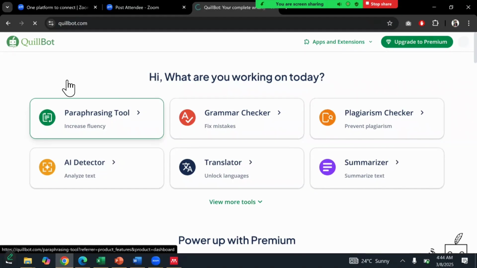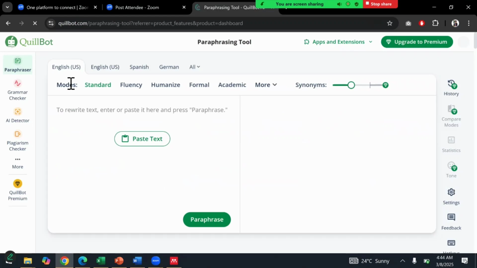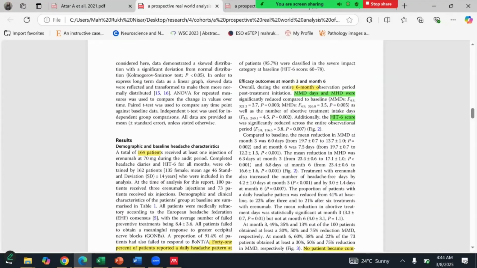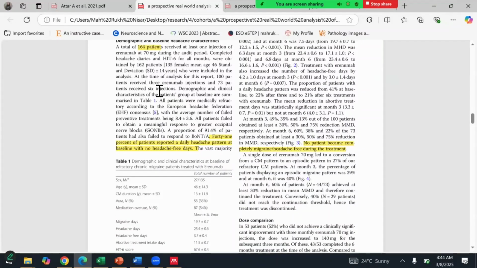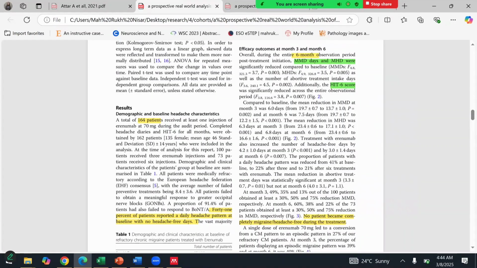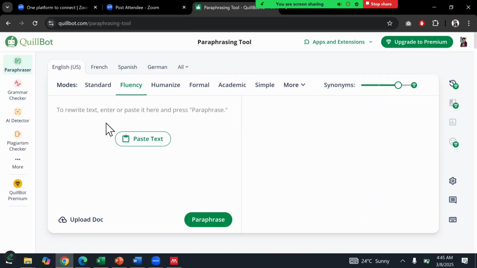So you would go to the paraphrasing tool, and then, for example, you are reading this article and you want to cite this line that no patient became completely migraine free during the treatment. Then you would copy this line or any results. For example, MMD and MSD were significantly reduced compared to baseline. So you would copy this line and write it here.